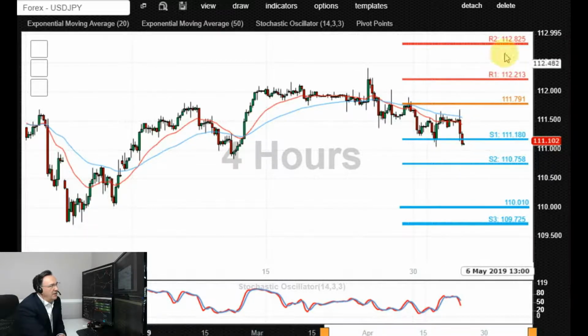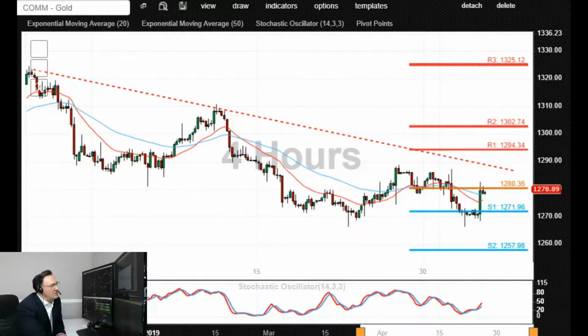So either a pullback and then rally from there would potentially target 111.50, 111.80, breakout above 111.80, 112.20, 112.85, 113, 113.50 to the upside. Alternatively, a dip lower and the end of day close below 110.75 would negate that level, therefore confirm these current bearish outlook, potentially opening way for the retest of 110, 109.75, possibly even 109 to the downside. Now let's take a look at gold.